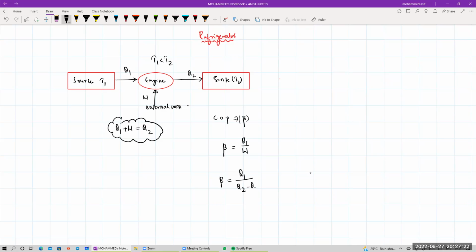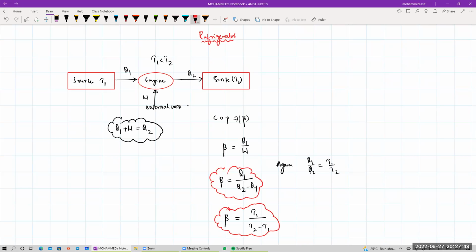So beta will be equal to Q1 divided by W, which is Q2 minus Q1. Same from the cyclic process, Q1 by Q2 will be equal to T1 by T2. That means beta can also be written as T1 divided by T2 minus T1. Clear? So beta in terms of Q1 by Q2, and beta in terms of temperature, T1 divided by T2 minus T1. Any doubt in this one? This is the basic thing you need to remember in coefficient of performance.